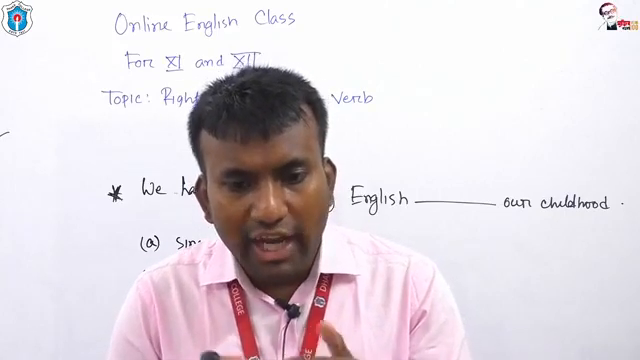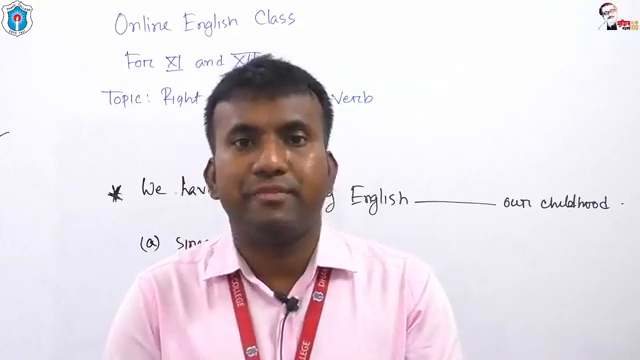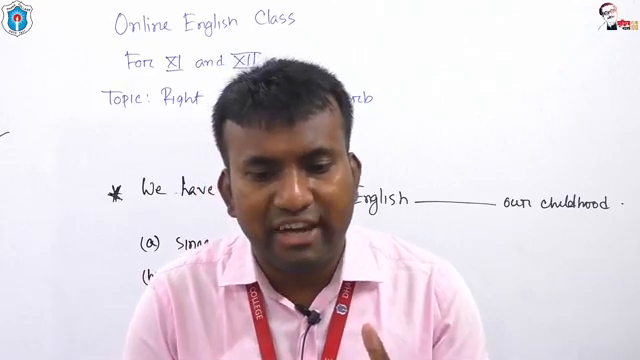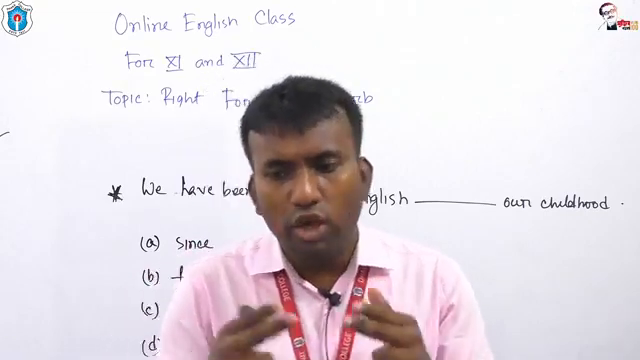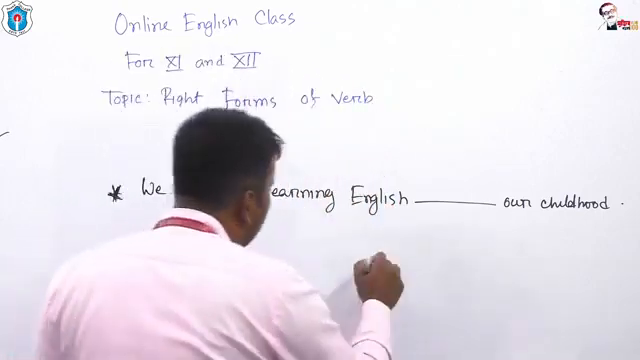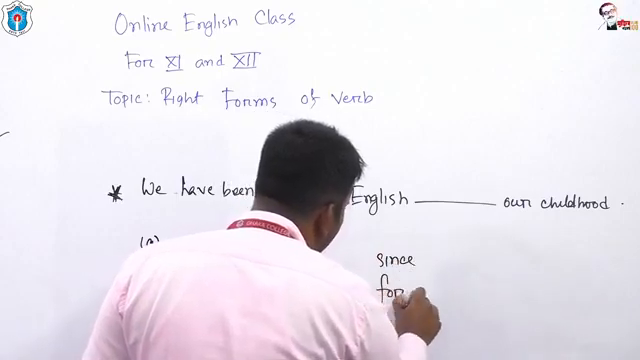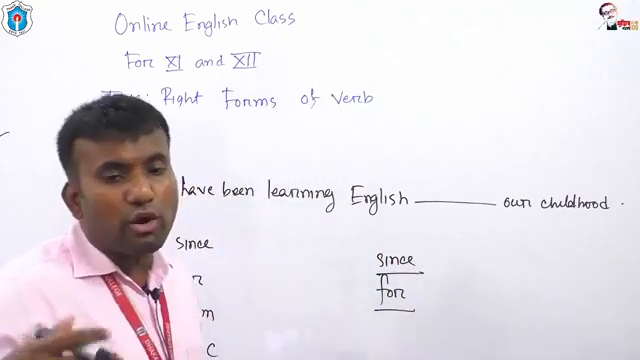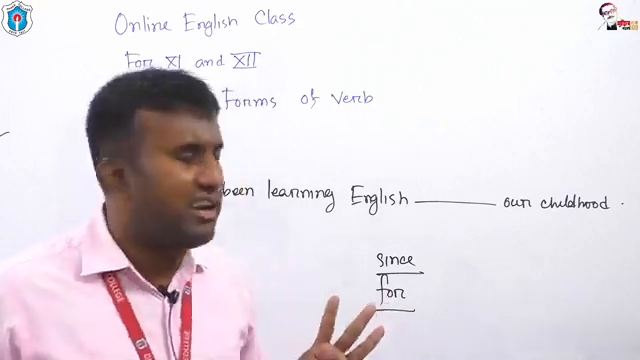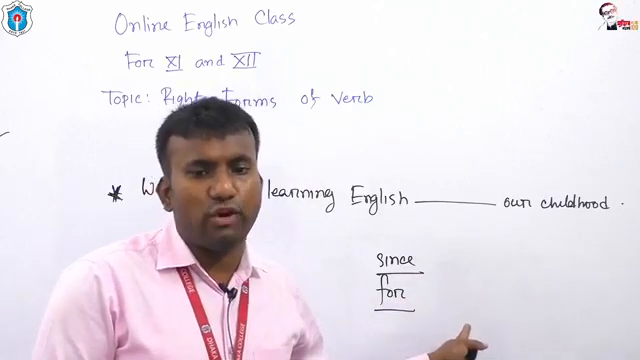In order to express time, you have to put two prepositions in present perfect continuous tense. They are since and for. My dear students, in order to indicate time, you cannot use any other preposition rather than since and for. Since and for.